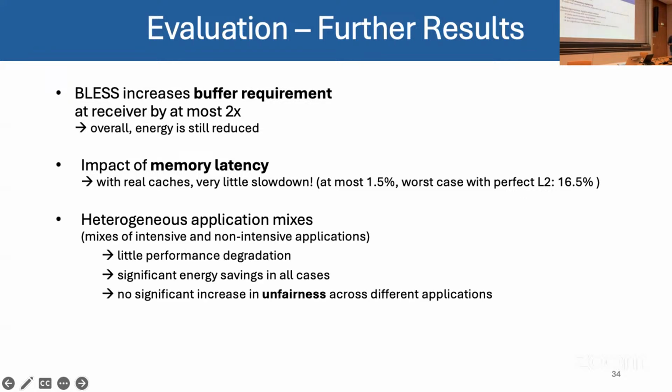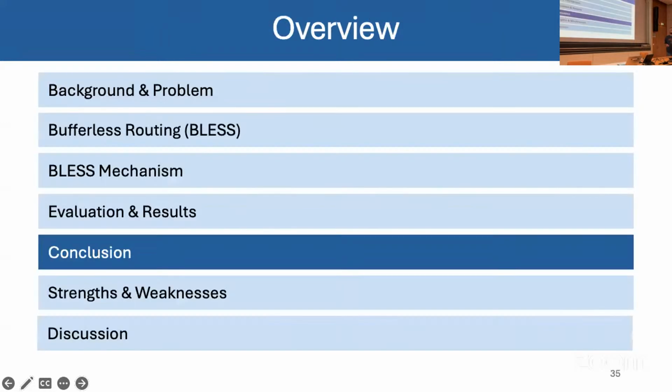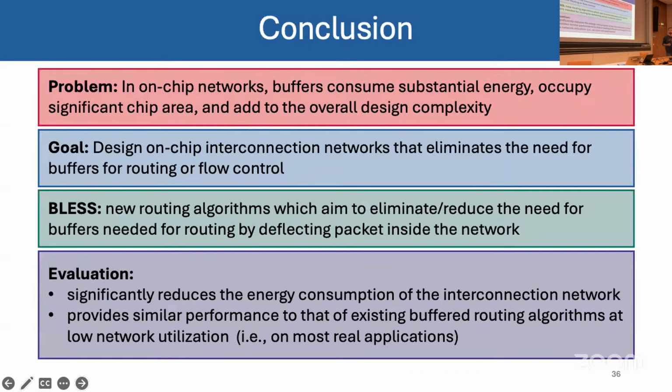Then we look at heterogeneous application mixes. Also there, the performance degradation is not very significant, while still having the energy savings. And there's also no significant increase in unfairness between the different tasks. And last but not least, about 60% of the network area can be saved. So that's also quite a huge portion. So to come to a conclusion, there are lots of applications where going bufferless actually makes sense, while having huge benefits in energy and area.